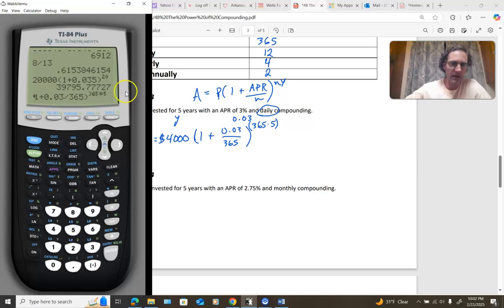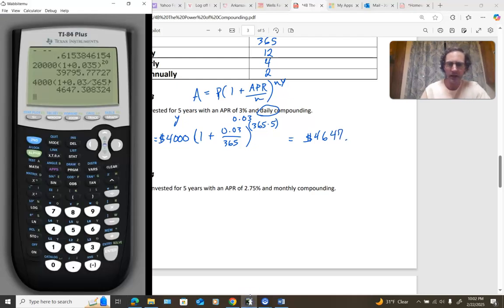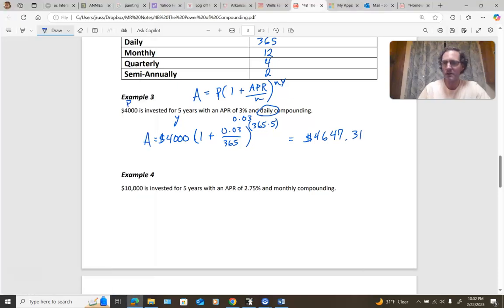And I'll say times 5. See how all that stays up there? And we'll hit enter. And this gives me my balance. It becomes $4,647. And if we round that to the nearest cent, that's going to become 31 cents.